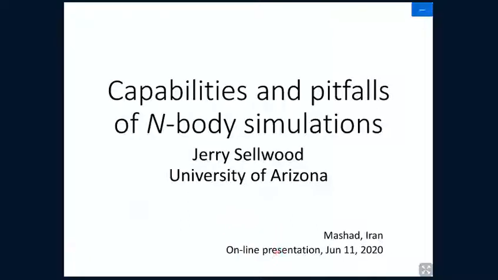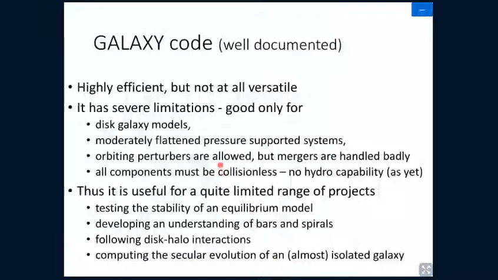So I'm going to talk a little bit about my n-body code. This is the Galaxy code, which I have written and developed over a period of 40 years or so, and I have a nice manual to describe how it works, which you can see online. And this code is very efficient.